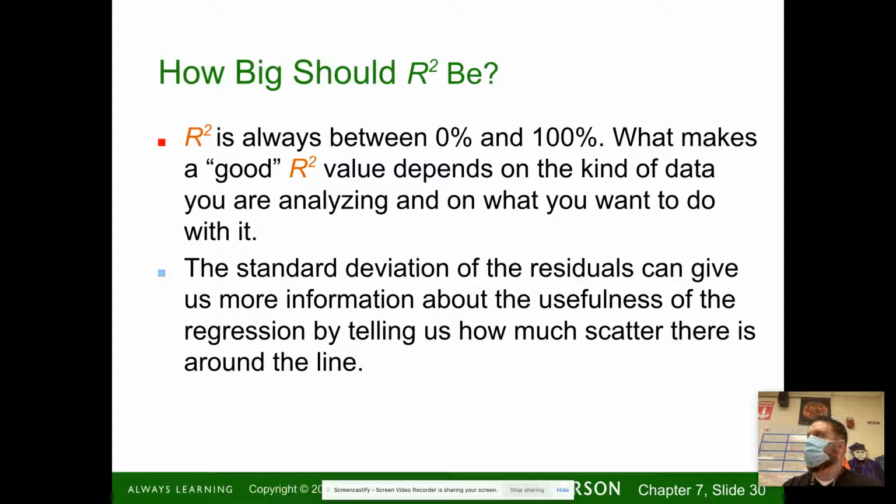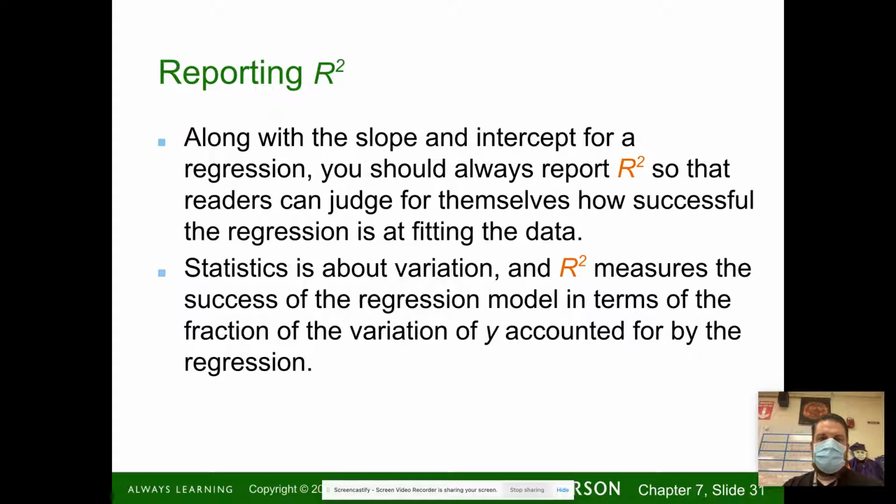But at the end of the day, we want an equation. If we have a good fit, we can use the equation to make predictions about something that we're doing, okay? Along with the slope and the intercept for the regression, you always report r squared so that the readers can judge for themselves how successful the regression of the fitting data is.